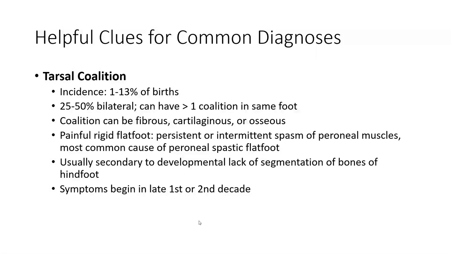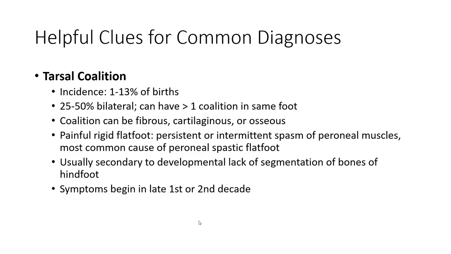Tarsal coalition: incidence 1 to 5% of births, 25 to 50% bilateral, and there can be more than one coalition in the same foot. Coalition can be fibrous, cartilaginous, or osseous. Painful rigid flat foot, with persistent or intermittent spasm of the peroneal muscles, is the most common cause of peroneal spastic flat foot, usually secondary to developmental lack of segmentation of bone, or painful.